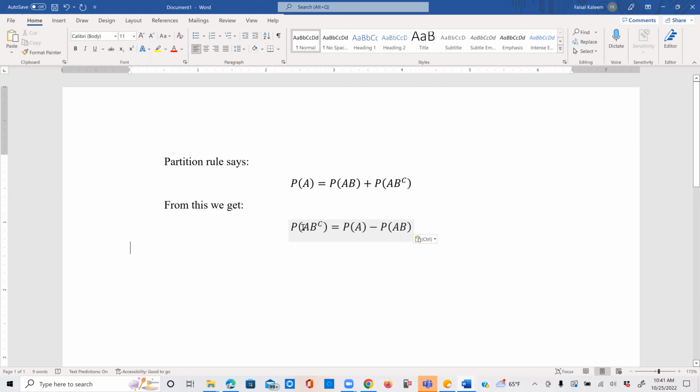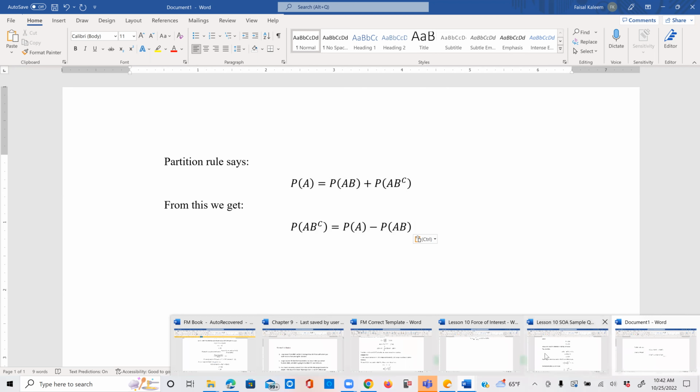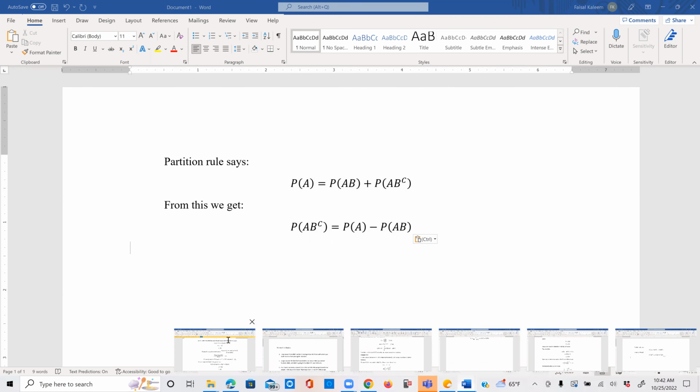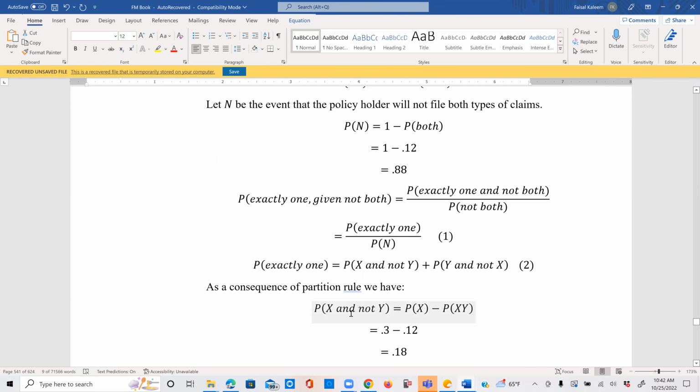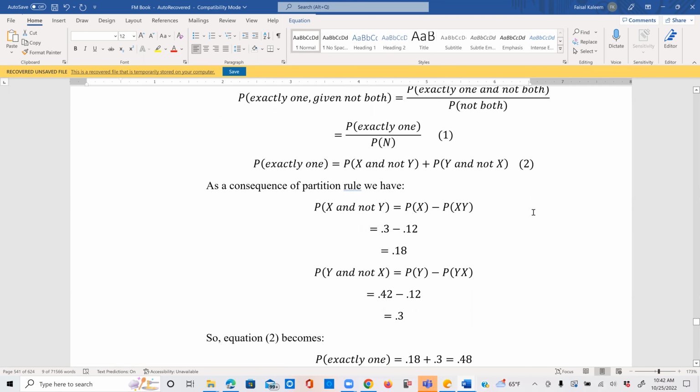Now, A B complement can also be read as A and not B, and AB means A and B. So using that fact, the partition rule says X and not Y equals P of X minus P of XY, or X and Y. P of X is 0.3. P of XY we found from the addition rule was 0.12. And so 0.3 minus 0.12 is 0.18.